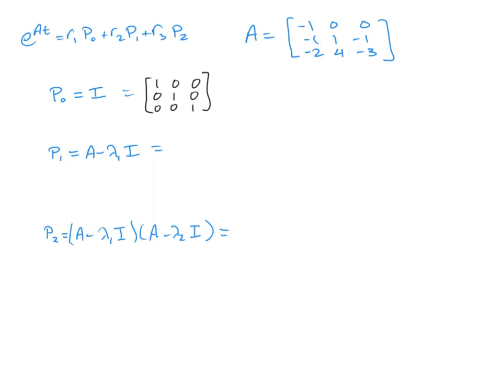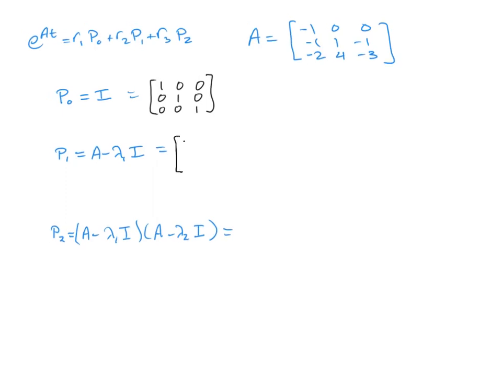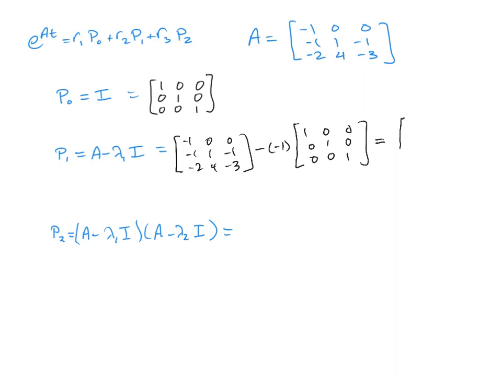Now P1, that's always found by taking the matrix A, which in this case is -1, 0, 0, -1, 1, -1, -2, 4, -3, and subtracting -1 times the identity matrix, which again, of course, is 3x3 for this problem. Okay, the net result of that, of course, is adding 1 to the main diagonal. So P1 is going to have our top row being all zeros, and then our second row is going to be -1, 2, and -1. Then the third row is -2, 4, and -2.